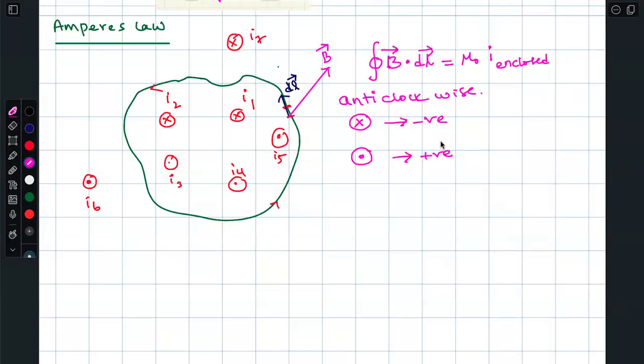Now, for an inward pump, inwards, then it is in anti-clockwise, clockwise sense. But you are going in. So that's the reason why you take it as a negative.